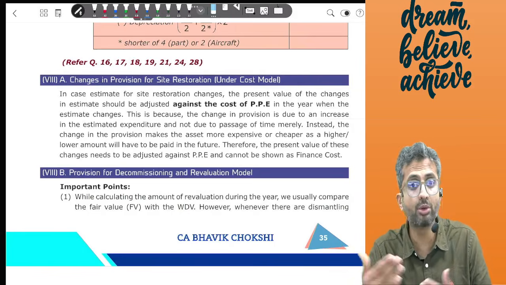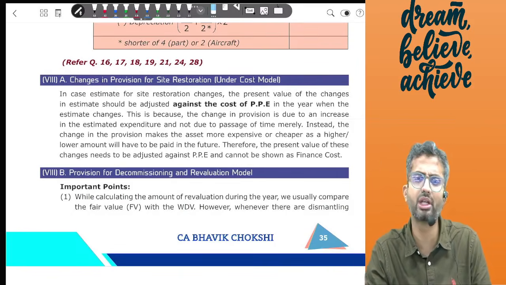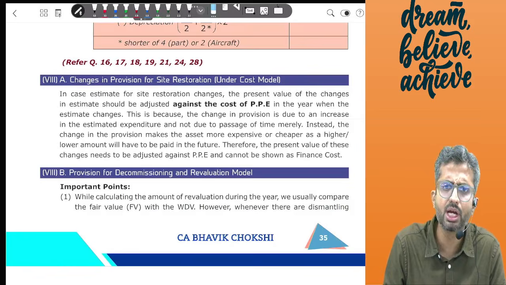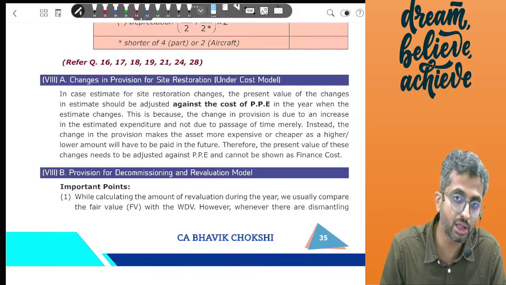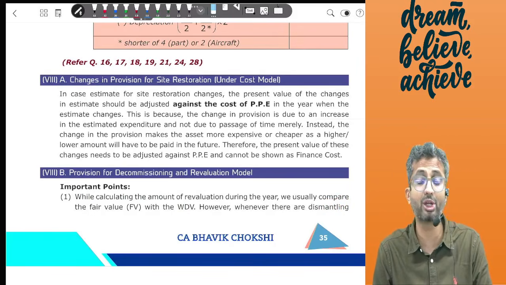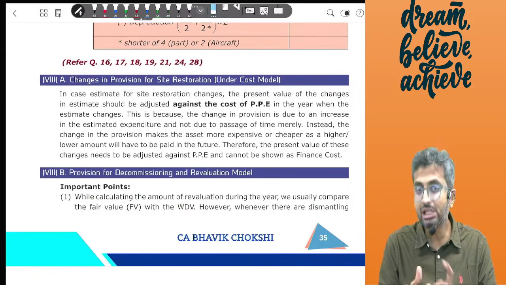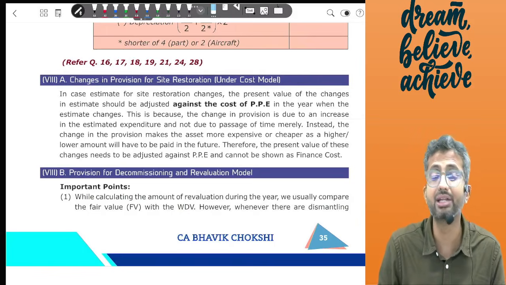However, now there is no longer a dismantling liability worth 11 rupees, it is worth only 3 rupees. The asset is still worth 106. So the buyer might be ready to pay you 106 minus 3, that is equal to 103. That is the fair value. What the buyer is willing to pay you might increase. Any change in the value under the revaluation model goes to the revaluation reserve.